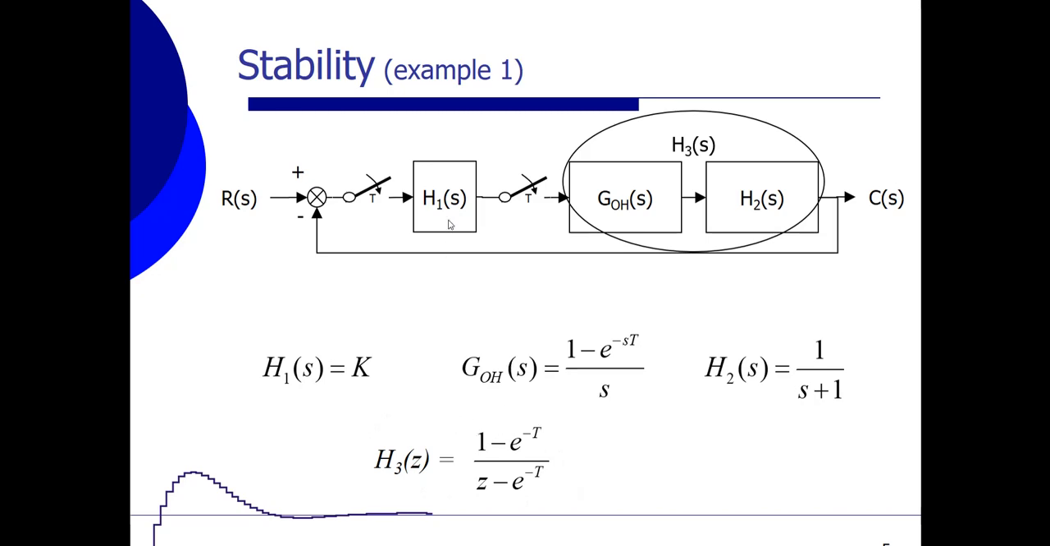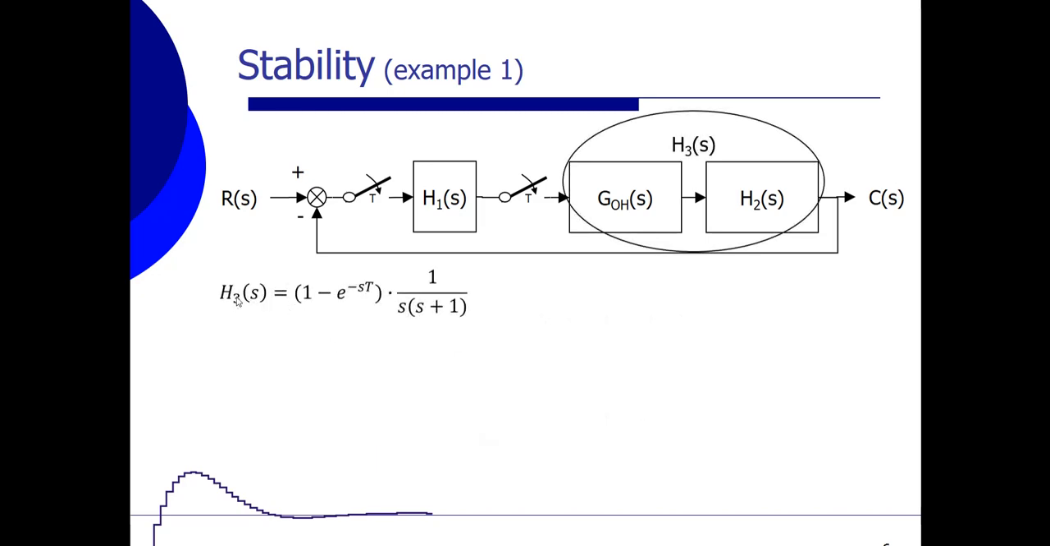So again, I have a proportional controller K, and I have an expression in the Z domain, which is the Z transform of the cascade system of my zero order hold and my process H2, which is in this case a first order system. So let's have a quick look at how that transformation of this complete cascade system to the Z domain worked.